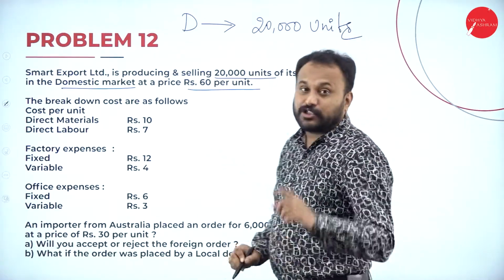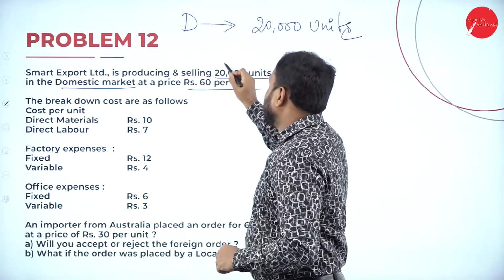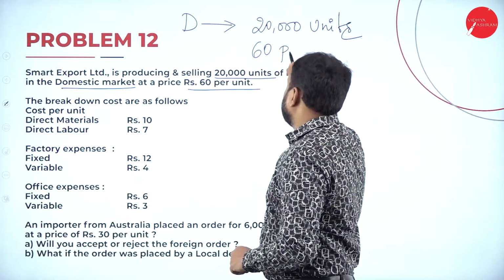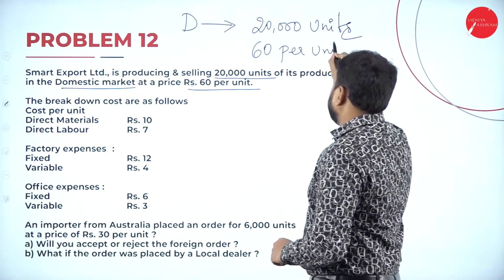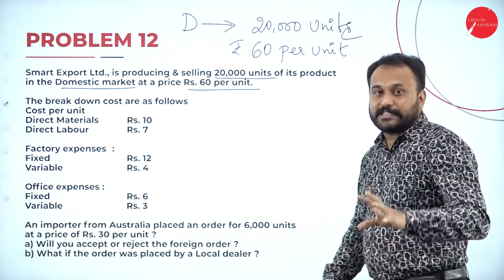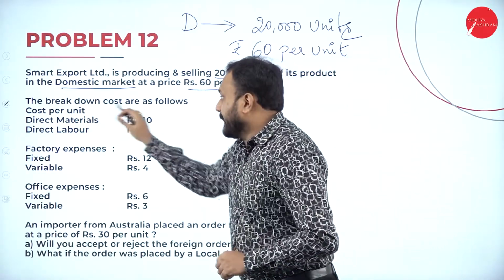In domestic, it is how much? 20,000 units. What is the rate? Rate is how much here? 60 per unit. That is, you will go with rupees 60 per unit. Domestic, that is one. Next, the breakdown cost.